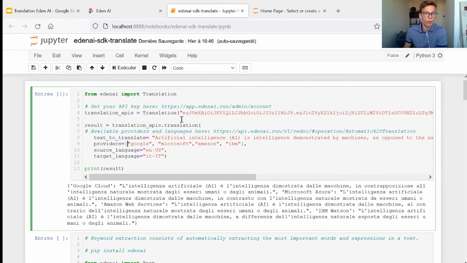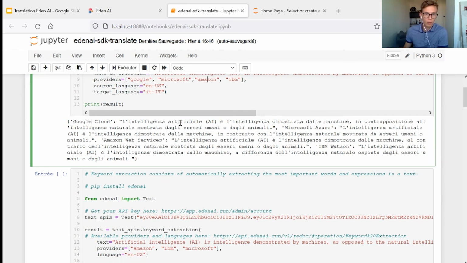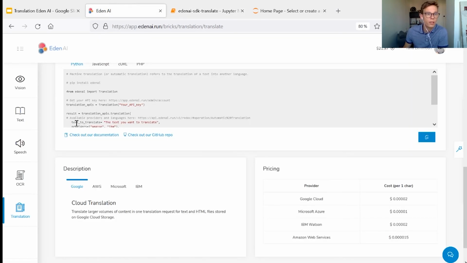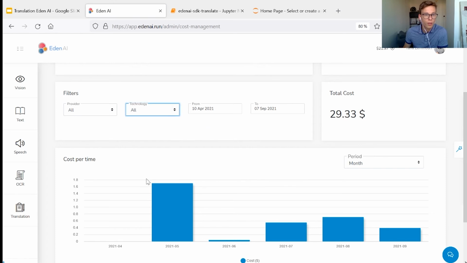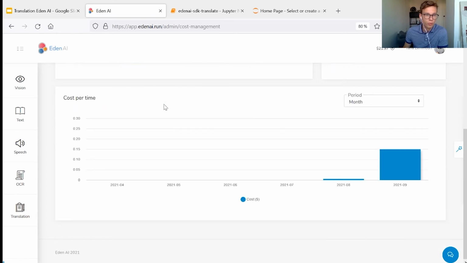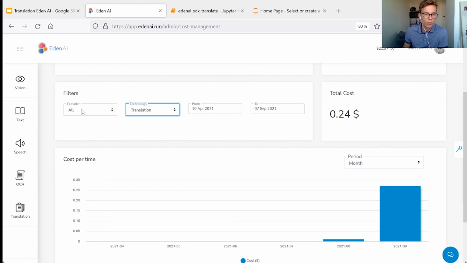And of course, for use in production, we provide the SDK, and in a few lines of code, you can use different engines of machine translation. Here, as a simple parameter, you can use the Google, Microsoft, Amazon, or IBM engine and get the answers. Finally, with the EdenAI platform, you can also monitor the cost associated with the different providers. Here, by choosing translation, you can see the cost of the different engines you used.